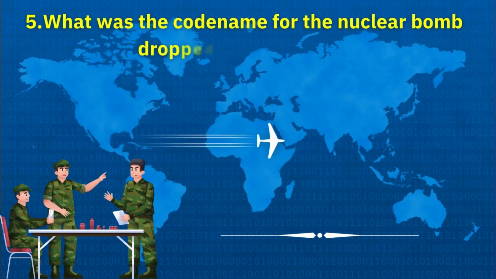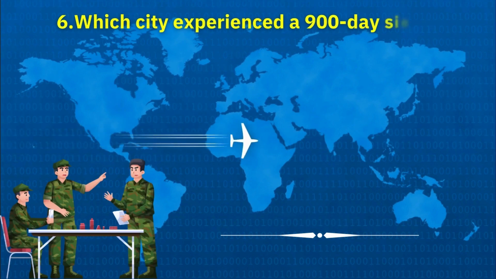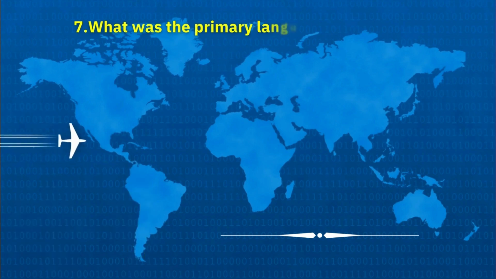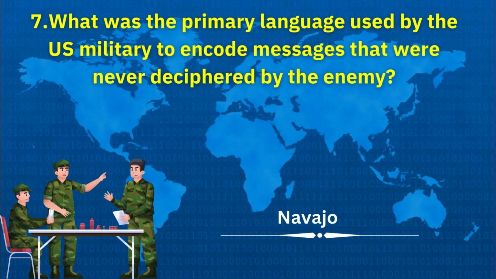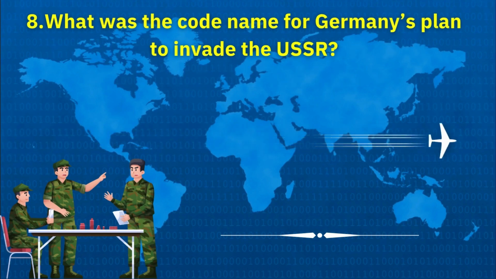What was the code name for the nuclear bomb dropped on Hiroshima? Which city experienced a 900-day siege during World War II? What was the primary language used by the US military to encode messages that were never deciphered by the enemy? What was the code name for Germany's plan to invade the USSR?